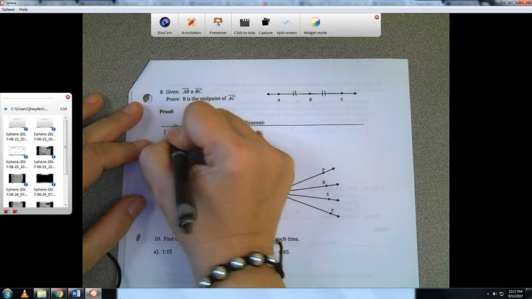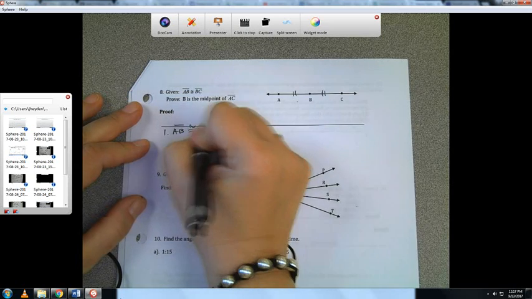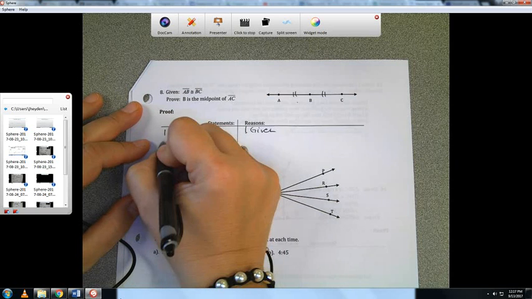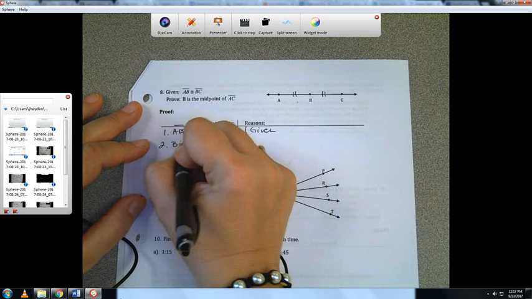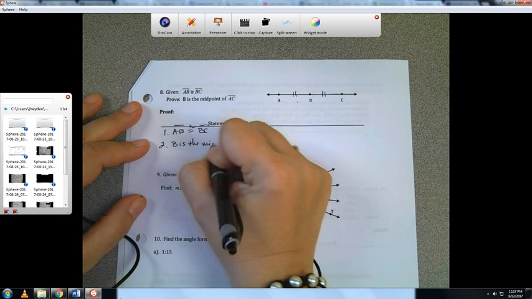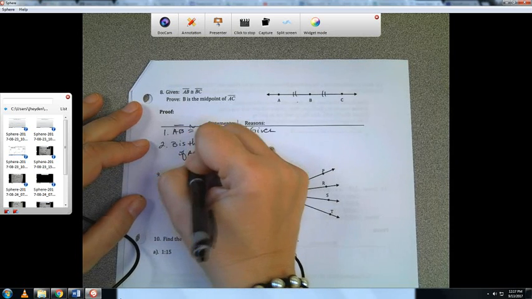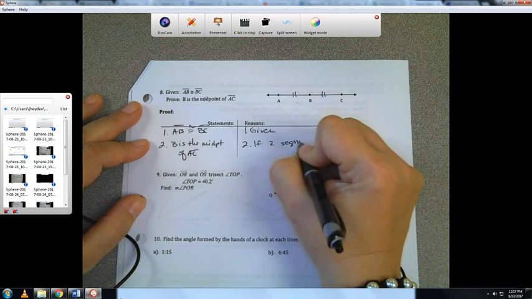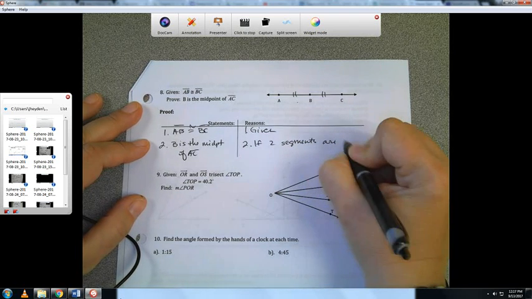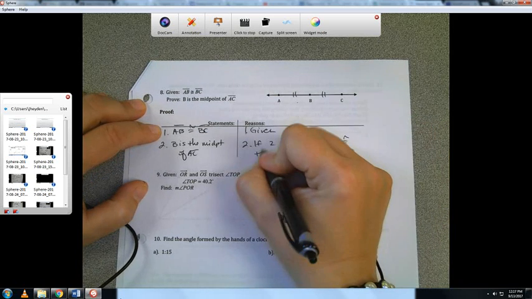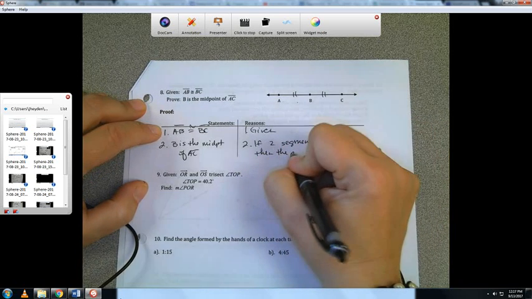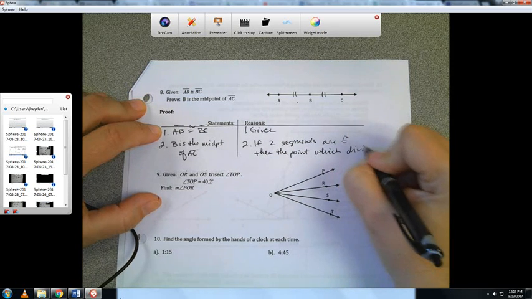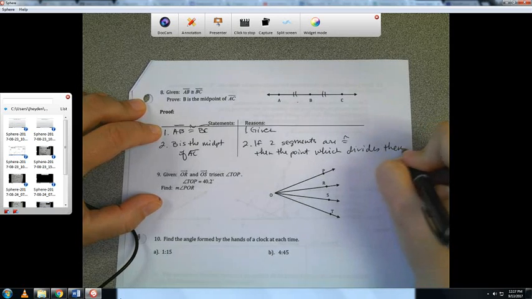AB is congruent to BC, given. And number 2, B is the midpoint of AC because if two segments are congruent, which is what I said here, then the point which divides them is the midpoint.